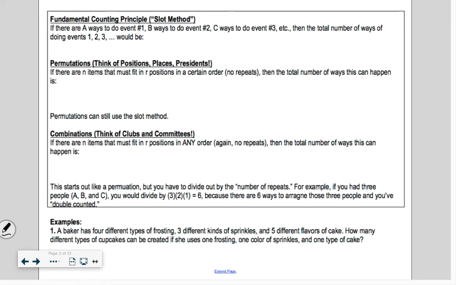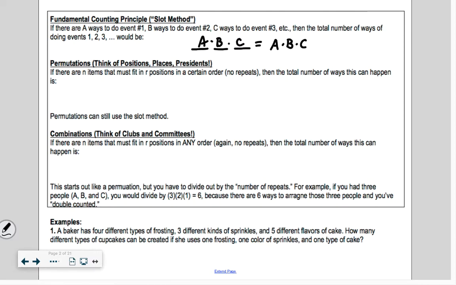So one of these is called the fundamental counting principle. This is what I call the slot method. So if you hear me refer to the slot method, it's just you're filling in these different slots. So it says there are A ways to do event number 1, there's B ways to do event number 2, C ways to do event number 3, and so on. So the total number of ways to do those would be A times B times C. Okay, you just take those 3 things multiplied.